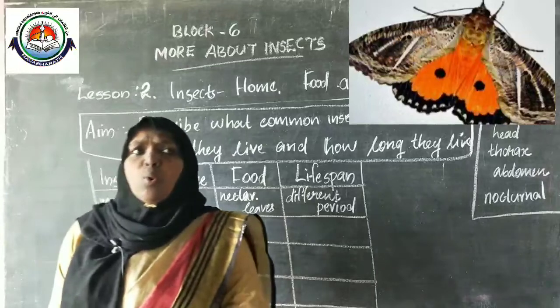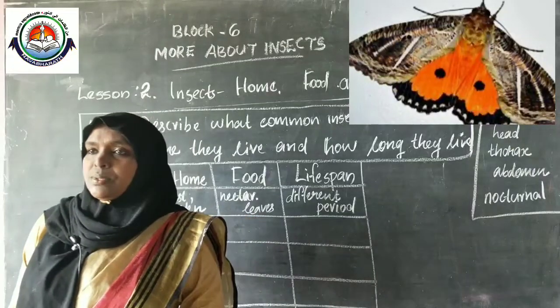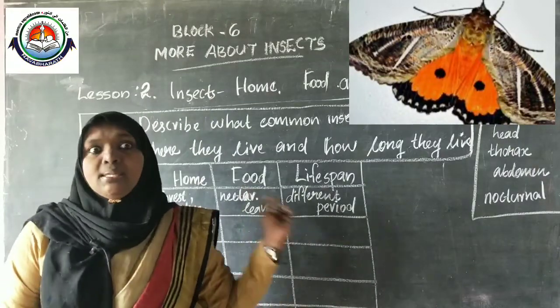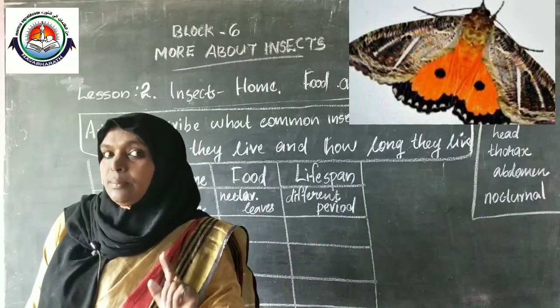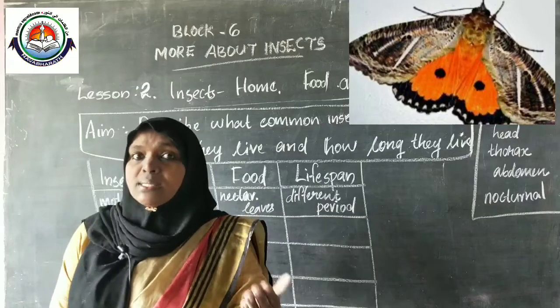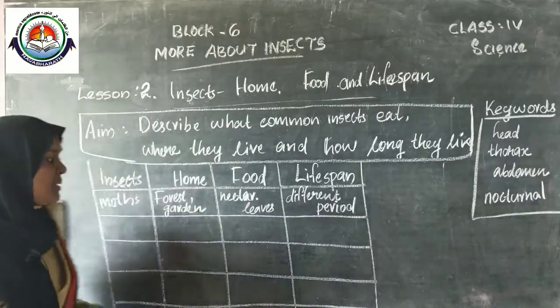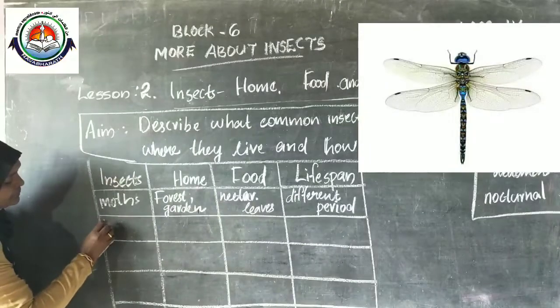They eat our old clothes and our crops. So, these insects are very harmful to us. Not help, harm to us. What is the second picture? Second picture is dragonfly.